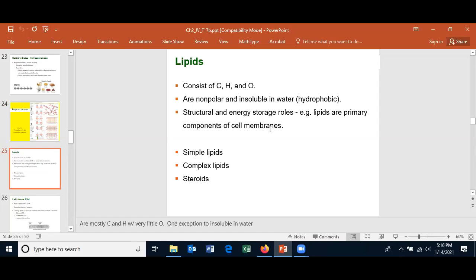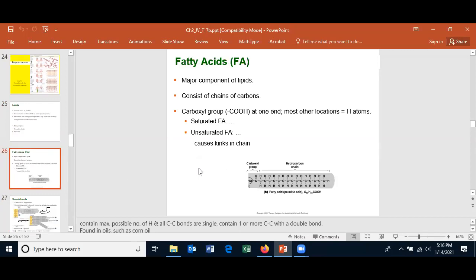Lipids, we can break them into three types. So there are simple lipids, and then there's complex lipids, and then there are steroids. Let's start with simple lipids.